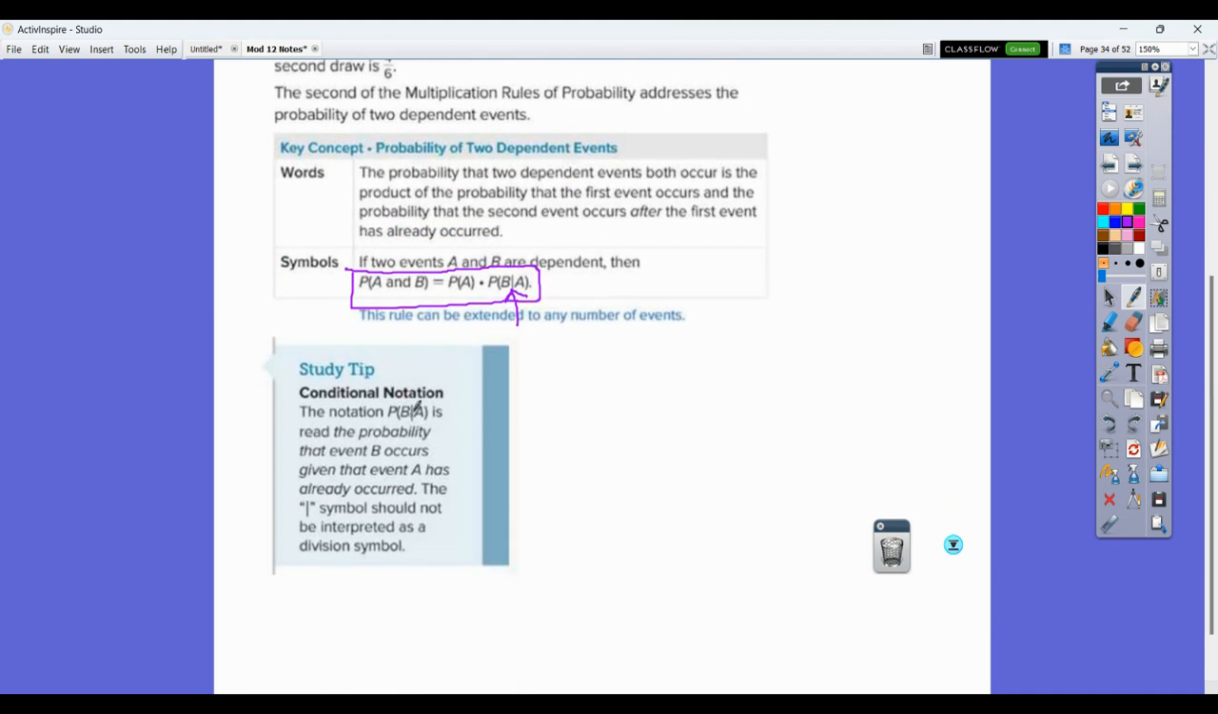On the side, the notation of probability of B given A is read as the probability that event B occurs given that event A has already occurred. So what we're going to do here is assume that event A happened. We got a red marble, then we find the probability of B assuming that already happened. That one was gone, which is why we got the 4 out of 6.